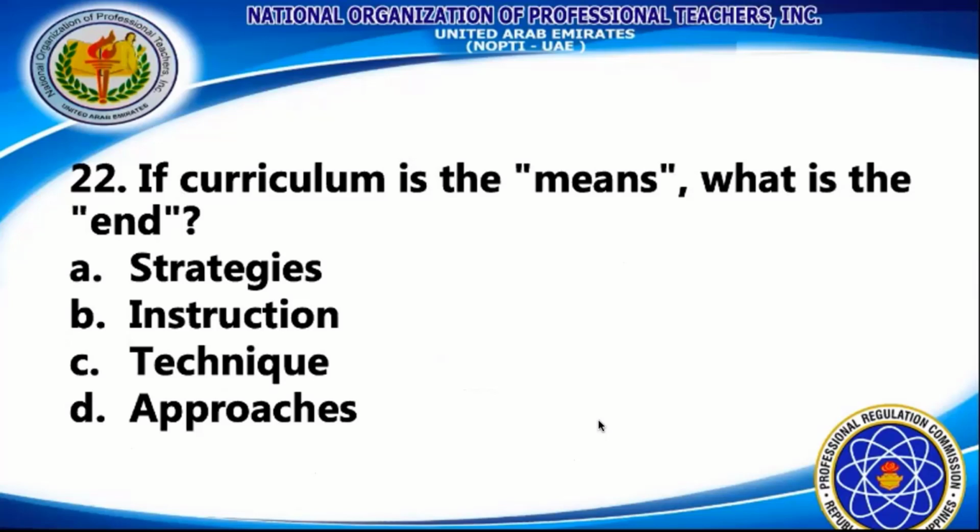22. If curriculum is the means, what is the end? So, ibig sabihin, ano ang outcome ng ginagawa nating curriculum? Is it a strategy, instruction, a technique, or approach? Kung titingnan mo kasi, tama lahat ito. Pero, mayroon isa dyan ang general. We have instruction. Kasi, strategy, techniques, and approaches are parts of instruction. Kaya gumagawa tayo ng curriculum para magkaroon ng instruction. Instruction means yung susundin ng teacher para sa pag-deliver ng lesson. So, the end of curriculum is instruction.